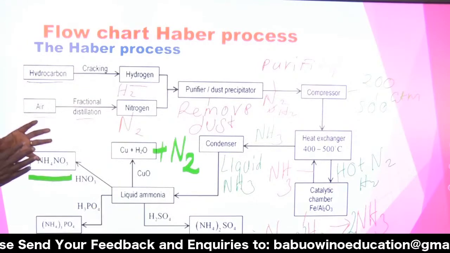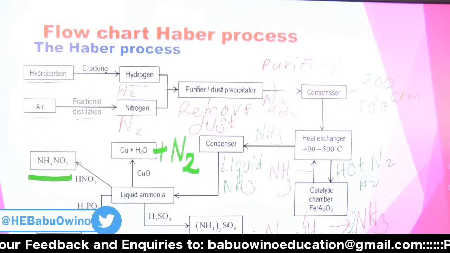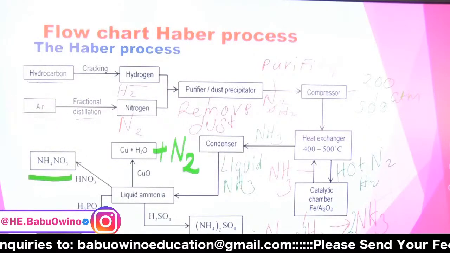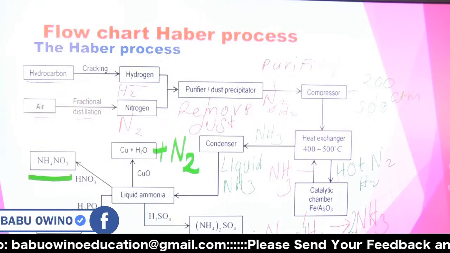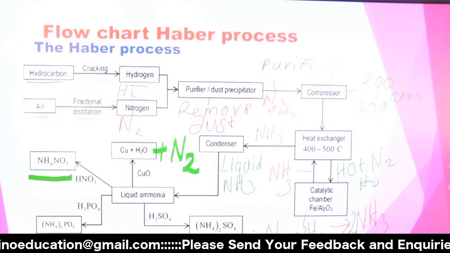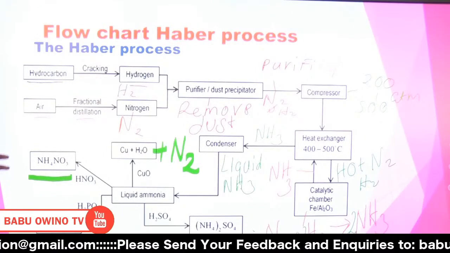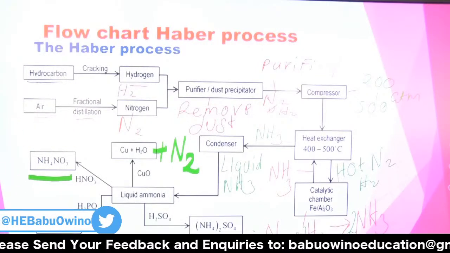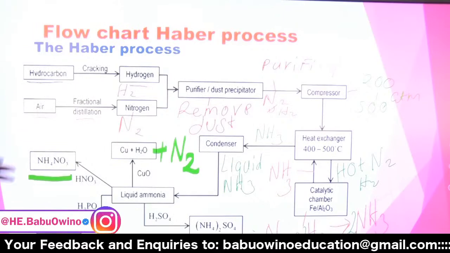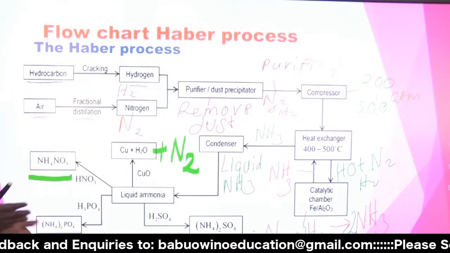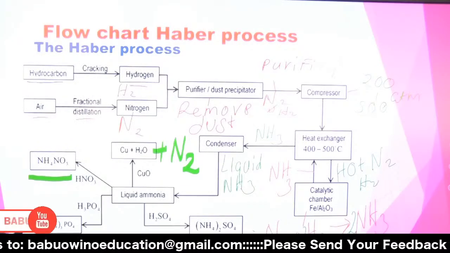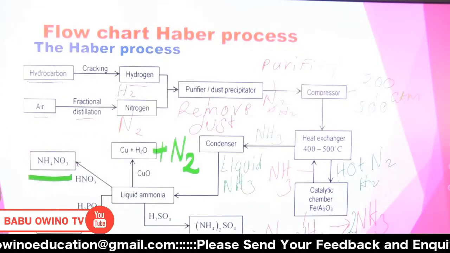Then it is taken to the compressor, whereby the gases are compressed to attain the required pressure of 200 to 500 atmospheres. Then it is taken to the heat exchanger, whereby the gases are preheated to a temperature of 400 to 500 degrees Celsius. Then the hot gases are taken to the catalytic chamber, whereby the reaction occurs. So then from there we have the ammonia.